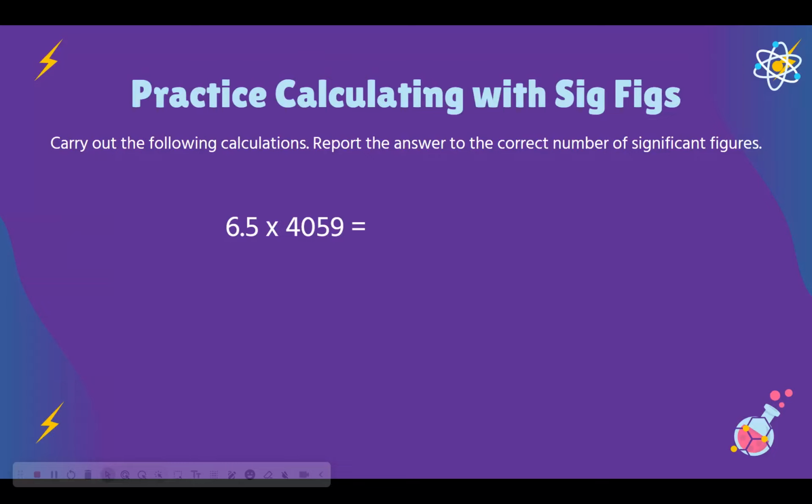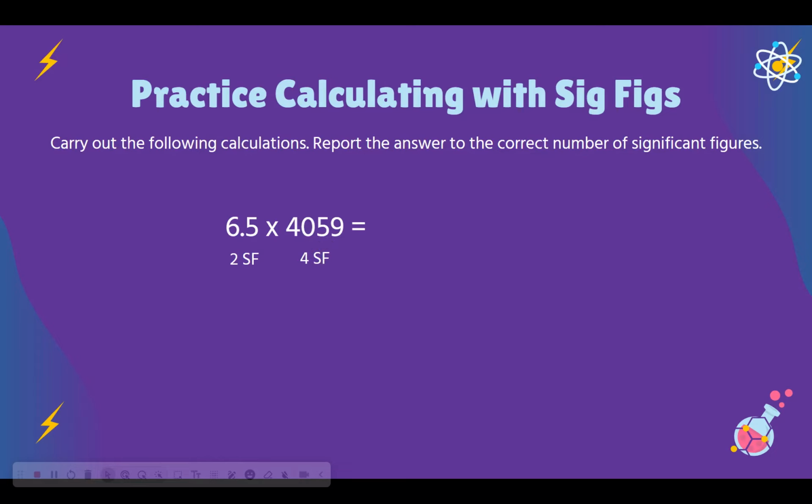All right, let's try one more calculation. This one is multiplication, 6.5 times 4,059. So we're going to look at the number of significant figures in each of our starting numbers. 6.5 has 2 sig figs. 4059 has 4 sig figs because the 0 is trapped, making it significant.